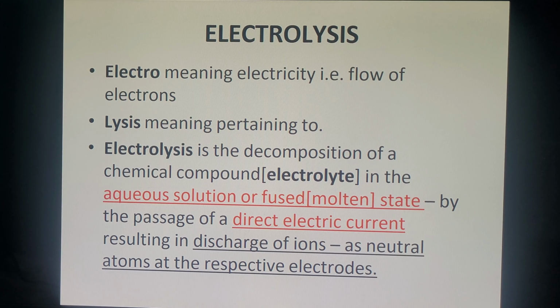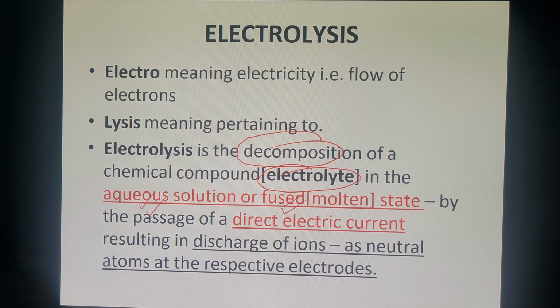What is electrolysis? Electrolysis is the decomposition or the breaking of an electrolyte. What is an electrolyte? It can be any chemical compound, but that compound should compulsorily be either in aqueous state or fused state. And whenever I am passing electric current through it, it will always result. I will always use which type of current for it? I will always prefer direct electric current.